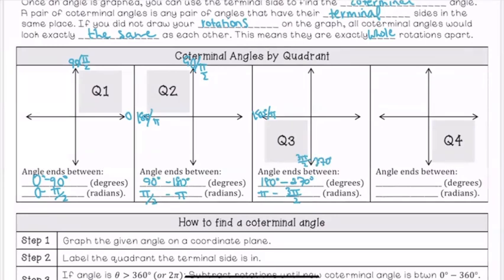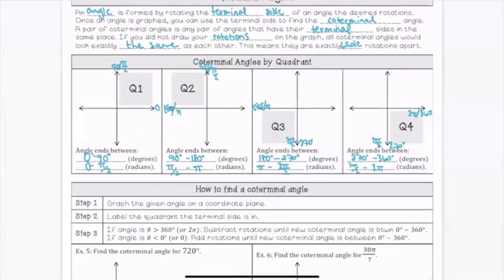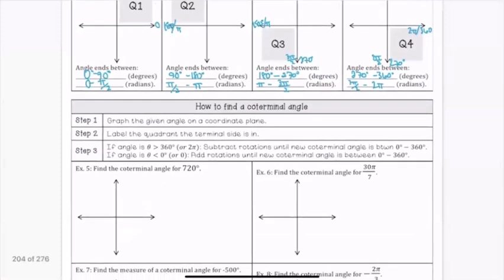And then last but not least, we have quadrant 4. This is when it makes a full circle around. So it goes at 270 until 360. And if we're looking at radians, from 3 halves until 4 halves, or just 2, because 4 over 2 is 2. Good. Hopefully these pictures help you a little bit. Down here at the bottom, we have some examples as well as the steps on how to do this.